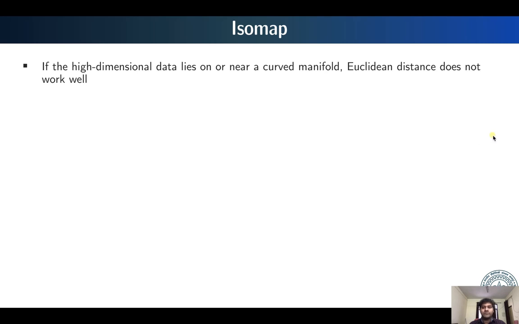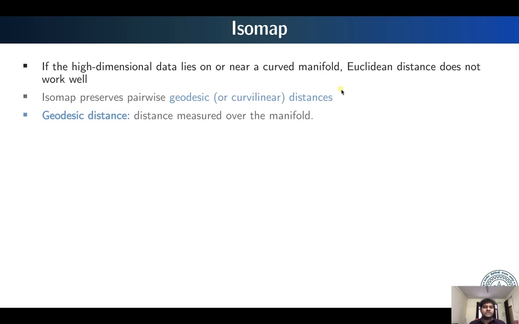of the manifold. So that's why the Isomap technique tries to accommodate this problem with a new type of distance. It preserves geodesic or curvilinear distances instead of Euclidean distances. The geodesic distance is nothing but a distance which is measured over the manifold, so essentially it is trying to respect the geometry of the data.